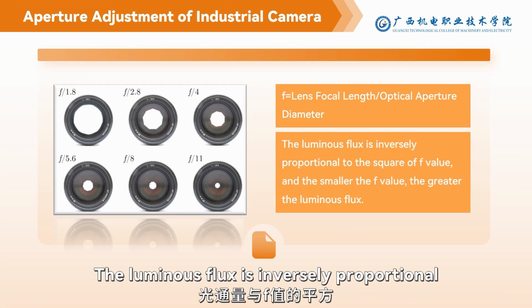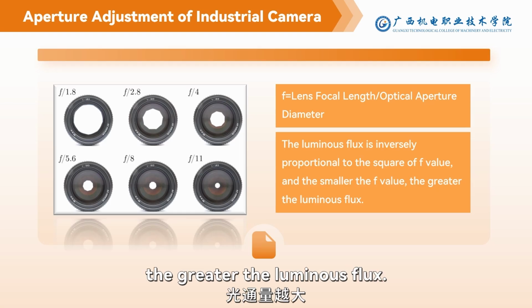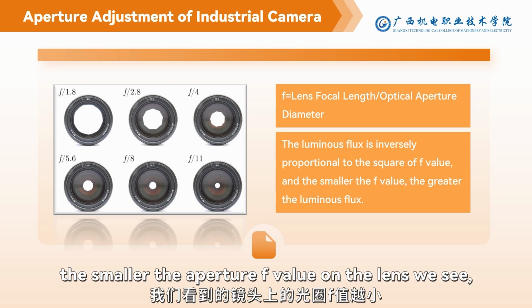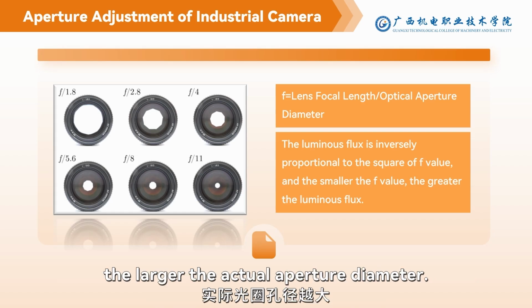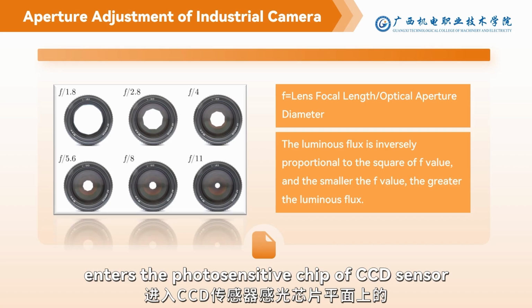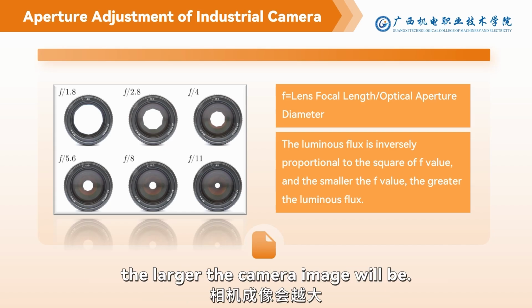The luminous flux is inversely proportional to the square of the f value, and the smaller the f value, the greater the luminous flux. That's to say, the smaller the aperture f value on the lens, the larger the actual aperture diameter, and the more light enters the photosensitive chip of the CCD sensor through the lens, the brighter the camera image will be.